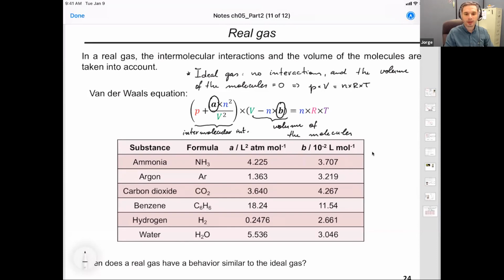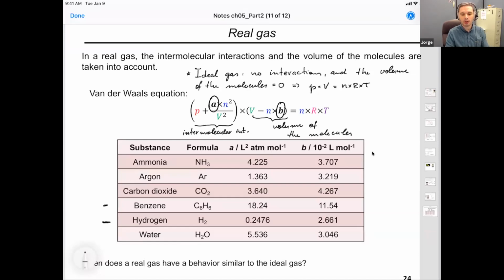So the A and the B constants depend on the gas, and each gas has its own value. Here I'm showing you a table with some gases: ammonia, argon, carbon dioxide, benzene, hydrogen, and water, and the respective constants. We can see here that the constants for hydrogen are quite small, while the constants for benzene are quite large.